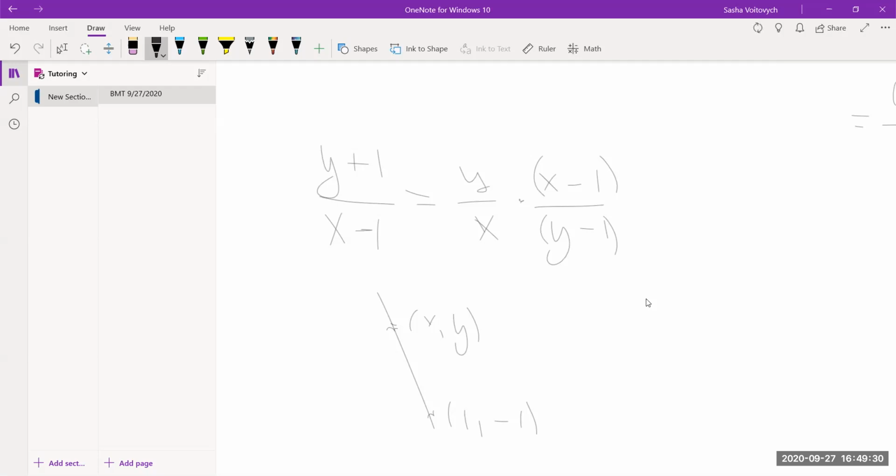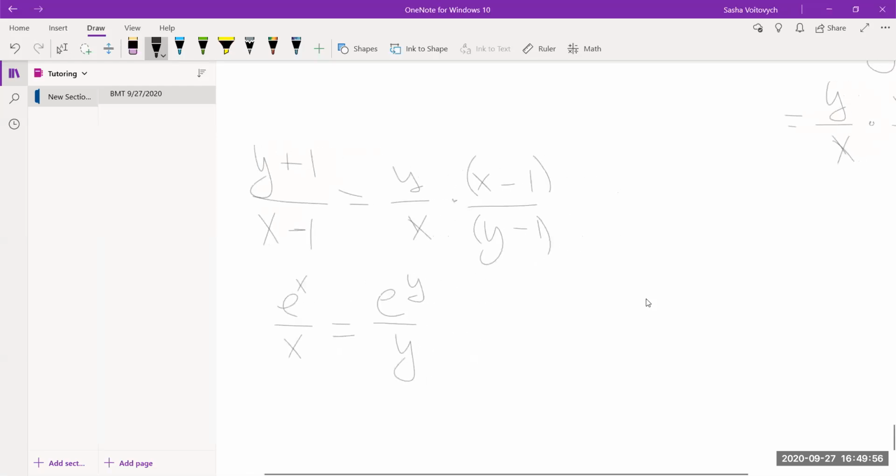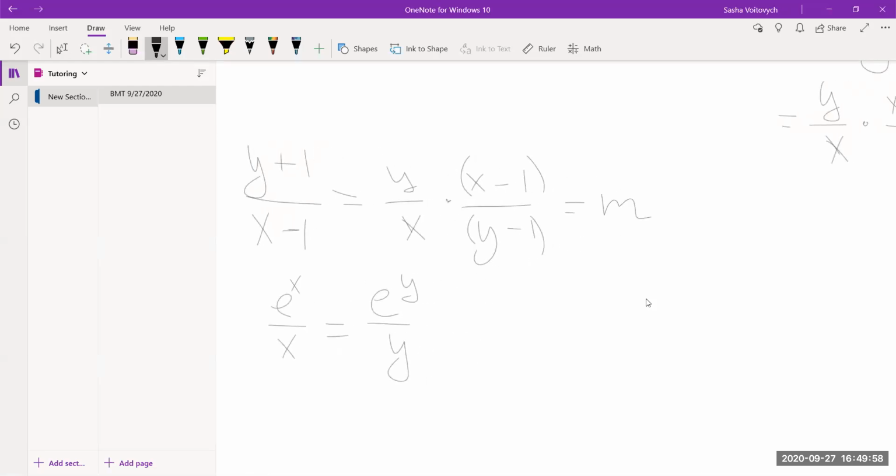So we also know that e^x over x is equal to e^y over y. So our goal is to find this slope of the line M for x, y satisfying these requirements.